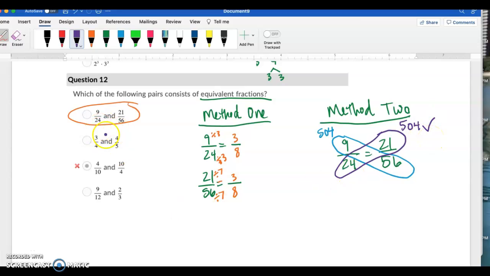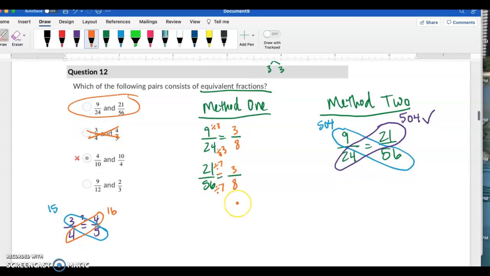Okay, I'll show you an example with this one. If we do 3/4 equal to 4/5, and we cross multiply, this would give us 15, and this would give us 16, so those would not be equivalent. So just to kind of show you a way to do that.